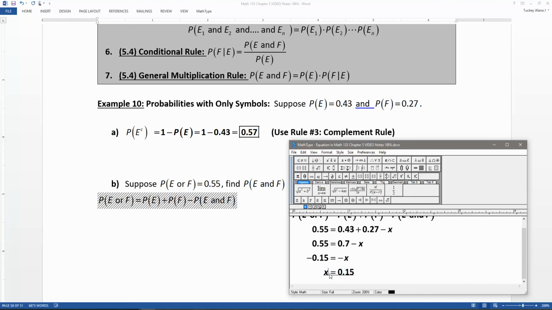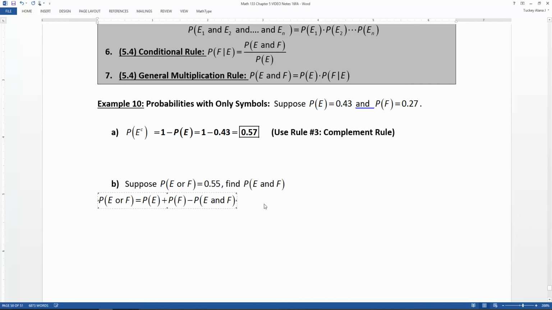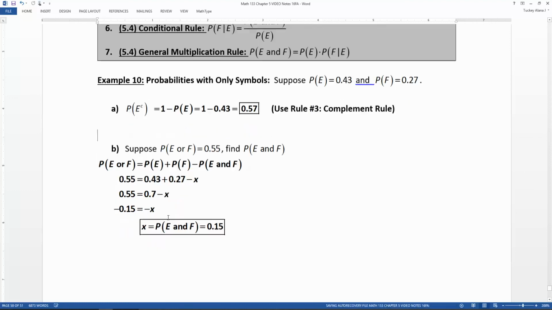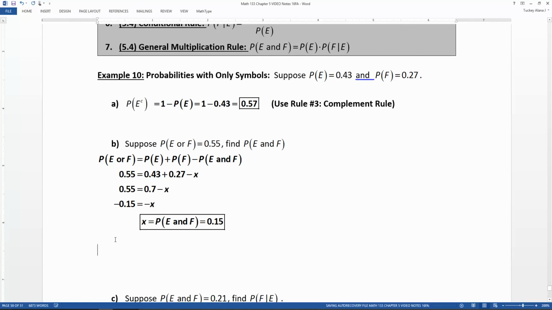And so this is the probability of E and F. There you go. So it's a little bit of algebra solving. You have to actually put in X for the unknown and solve for it. Luckily, everything else is numbers that are given to you, so you don't have to find anything else. It's just that one value.